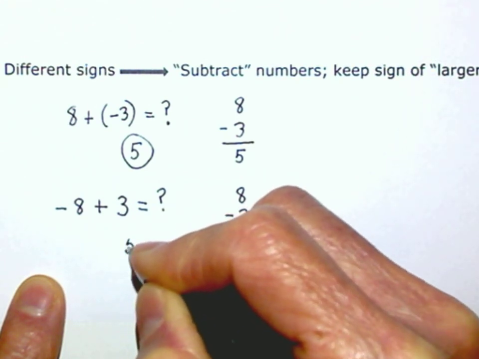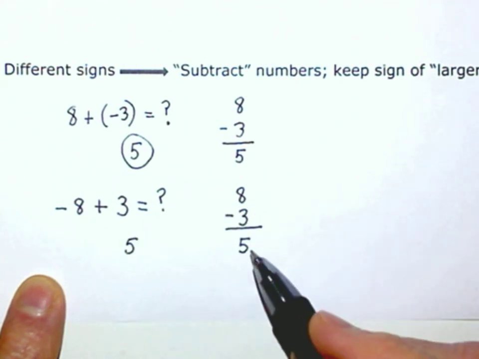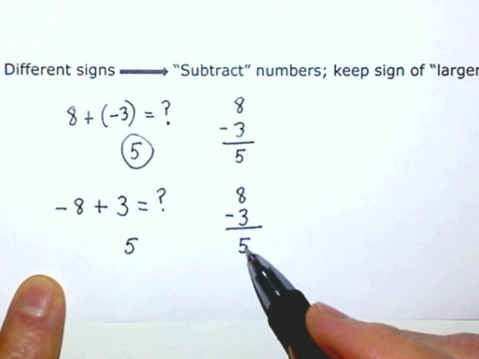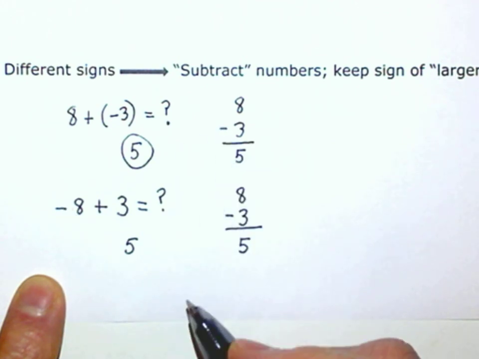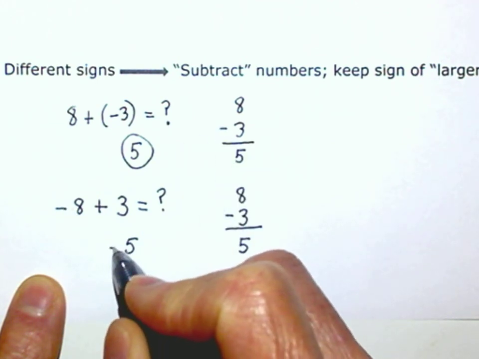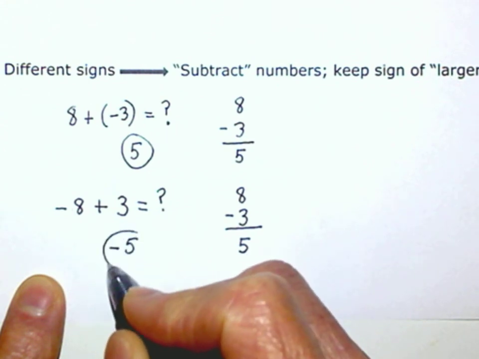So we know 5 is part of our answer, but is it a positive 5 or a negative 5? Well, my bigger number is 8. What sign do I have on my bigger number? I have a negative on the bigger number, so my final answer has to be negative.